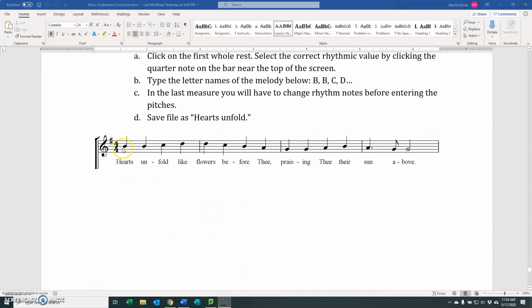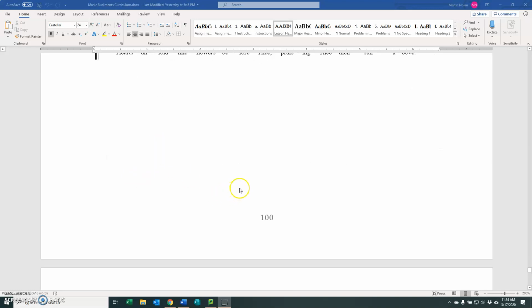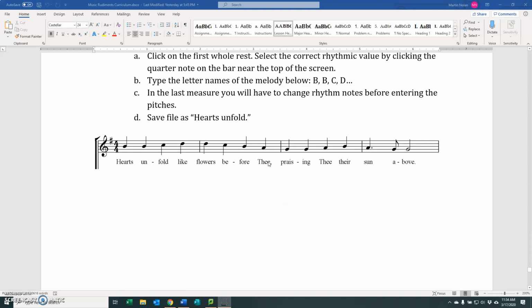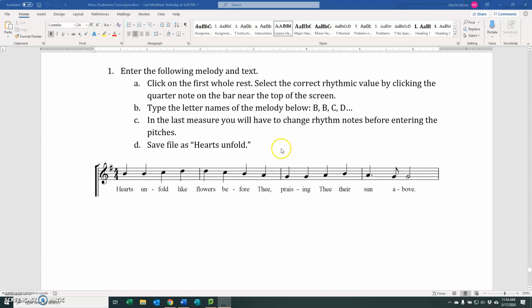The first 2 notes are mi, so you go 1 chord, and then this is a fa. What chord can we use to harmonize a fa? Well, of the 3 primary chords, the 4 chord is the only one with a fa, so we have to use that. And you'll go down through the melody choosing chords in that manner.